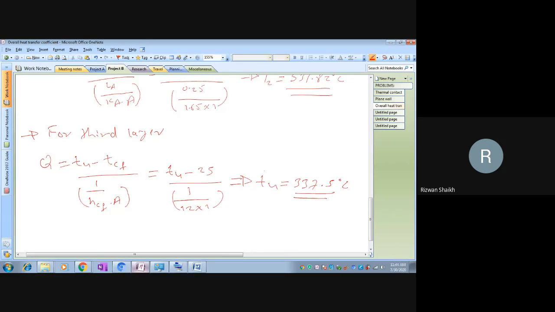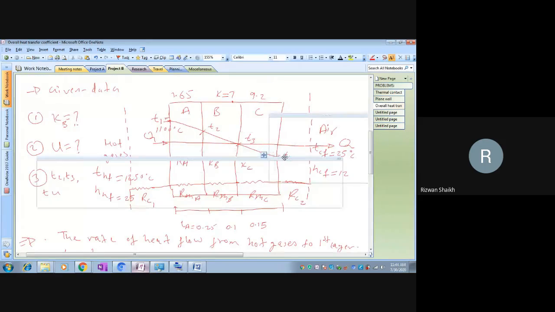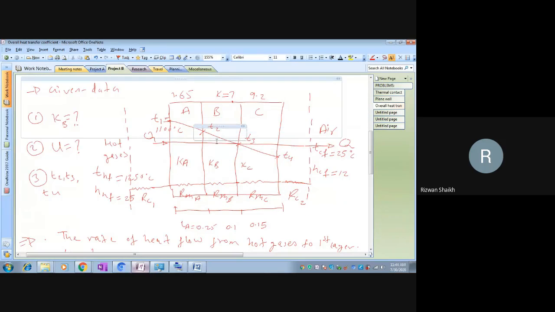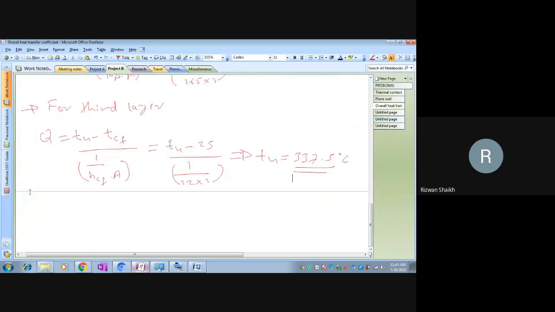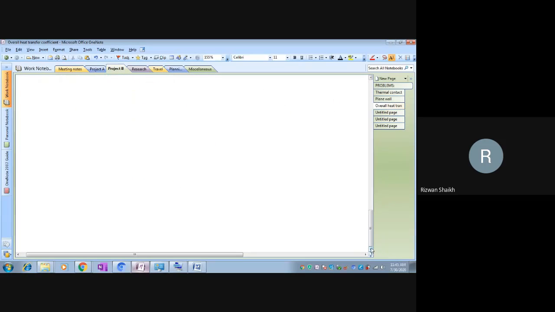Now once we got T4, going back to the problem, T4 is known. Now we can go to T3, that is layer B. If I consider the layer B, I can calculate T3 and so on. So I can take the third layer because we had taken the heat flow between the third layer and that. So it is better you go with the third layer and then you go with the second layer.